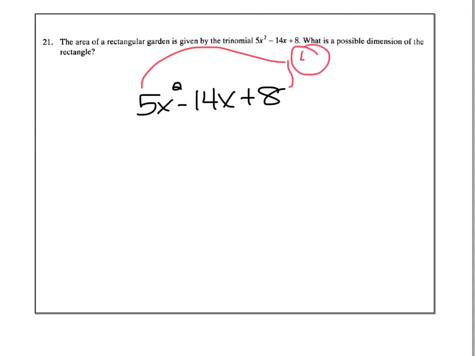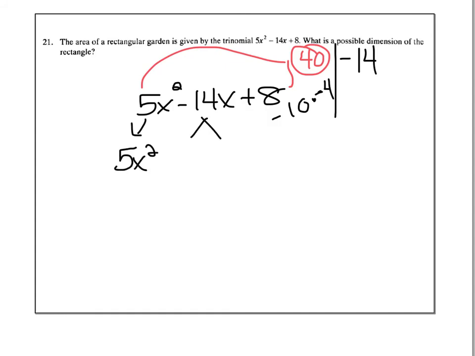5 times 8 is 40. Find factors of 40 that add up to negative 14. Well, to multiply to a positive but add to a negative, they both have to be negative, and we're looking at negative 10 times negative 4. Bring down our first term here. Split our negative 14x up into negative 10x and negative 4x. And then bring down our plus 8.